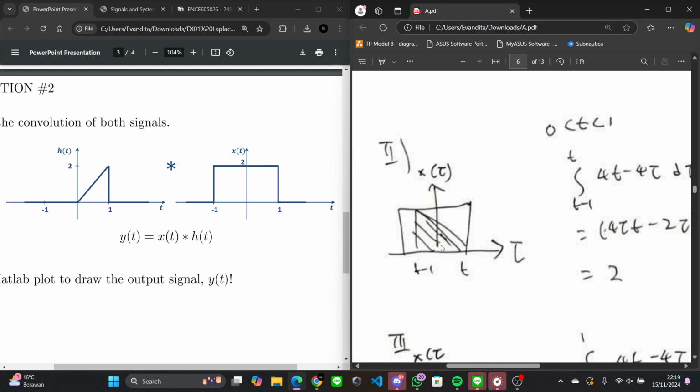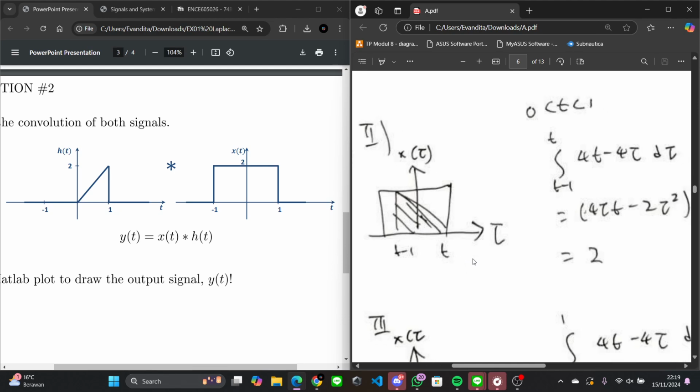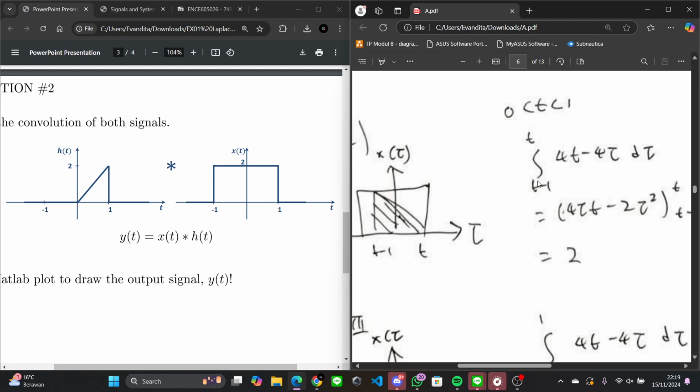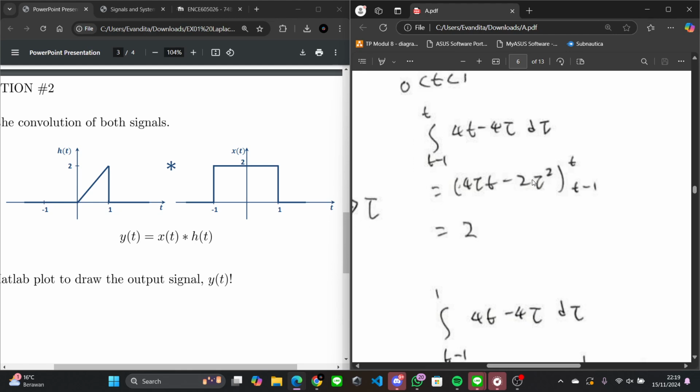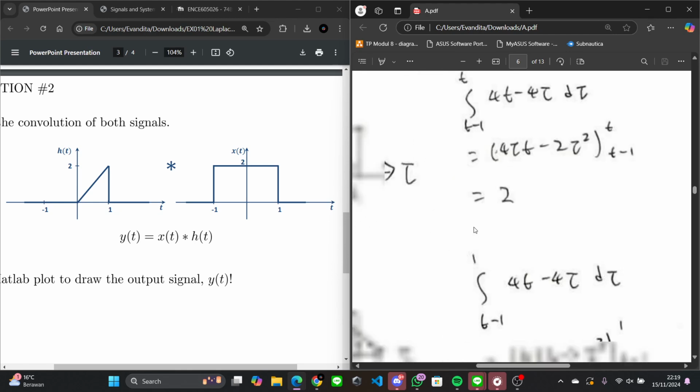You can say that because the value of the left and right limit is always changing. It's not constant. So yeah, we need to represent it using variable t. And by normal integration, we get this value.